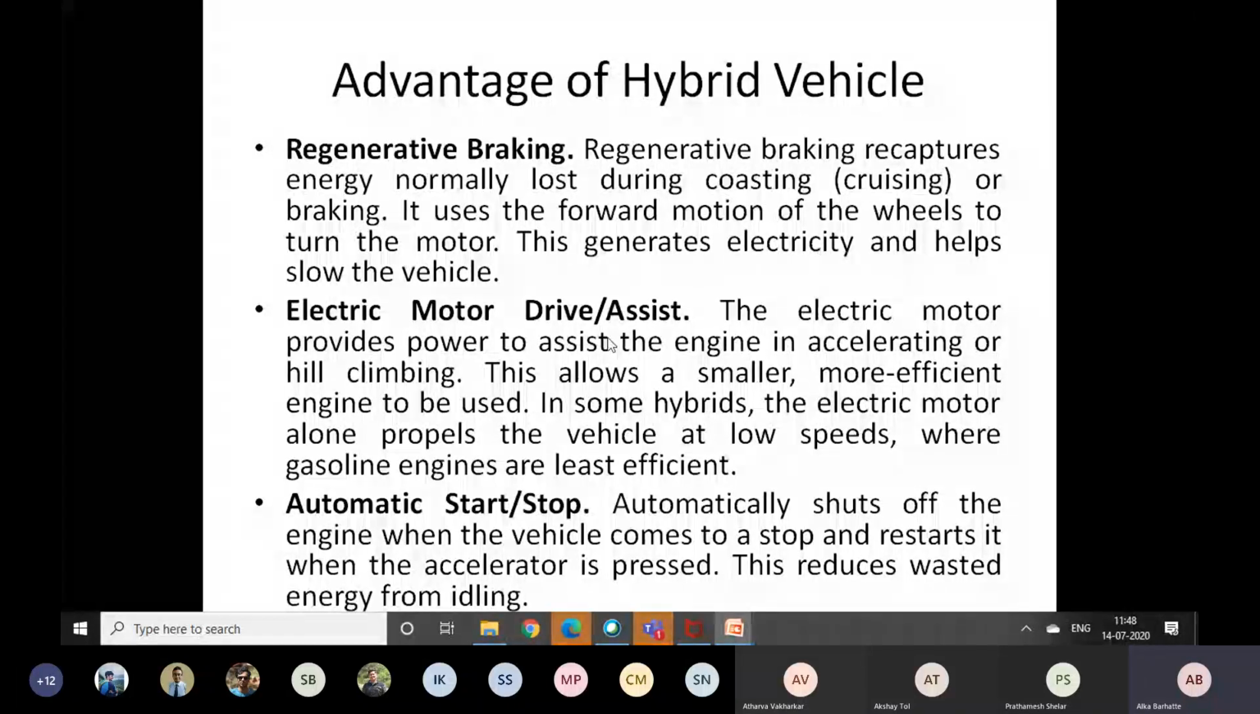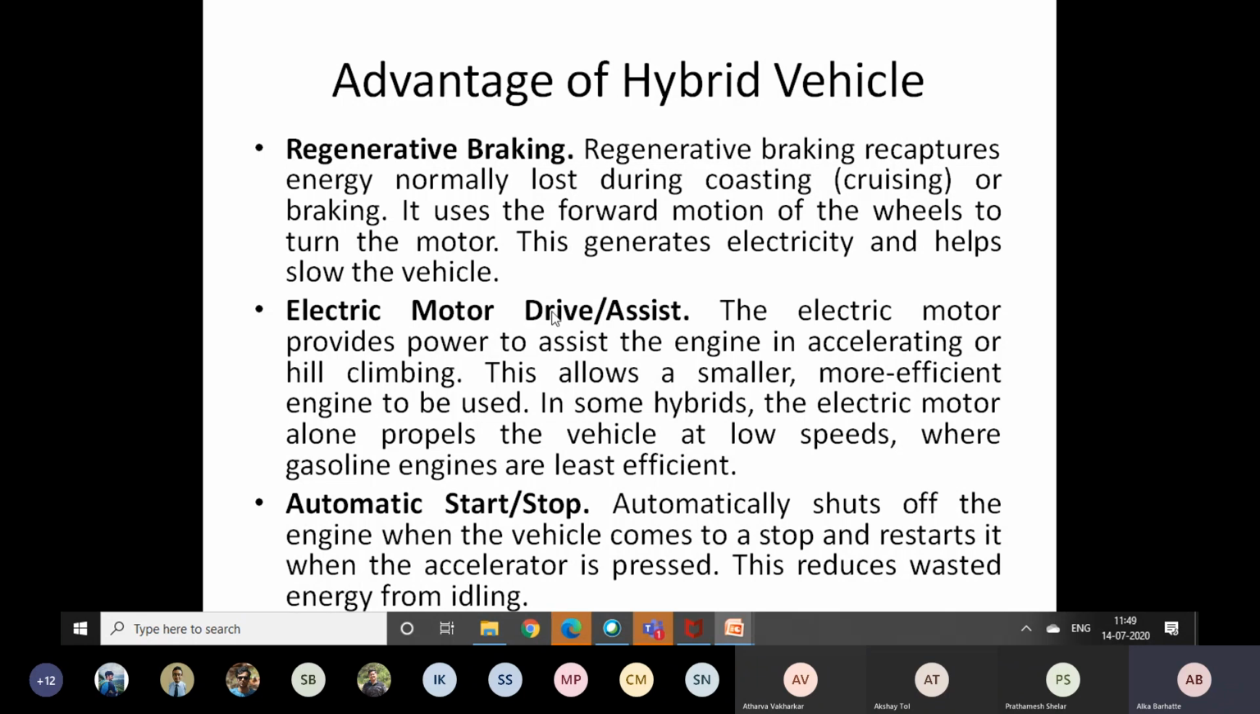In this particular mode, whenever you are driving your vehicle on climbs, climbing hills, or whenever you want higher speed, the engine power is insufficient to drive your vehicle. In that case, additional power can be obtained from the electric motor. So power from the engine as well as the motor will be combined to drive the vehicle.